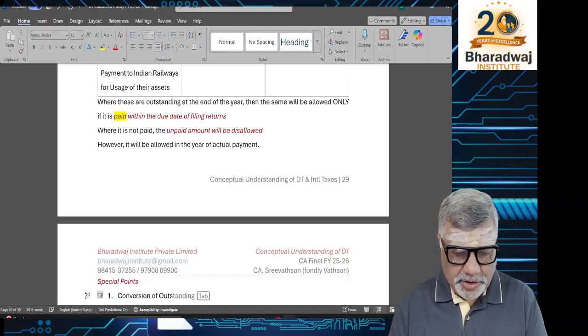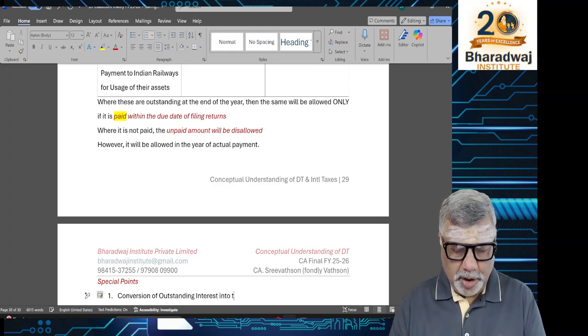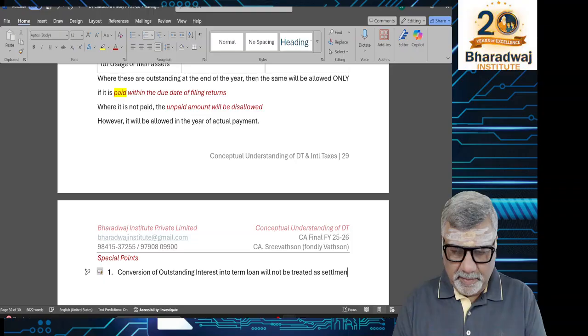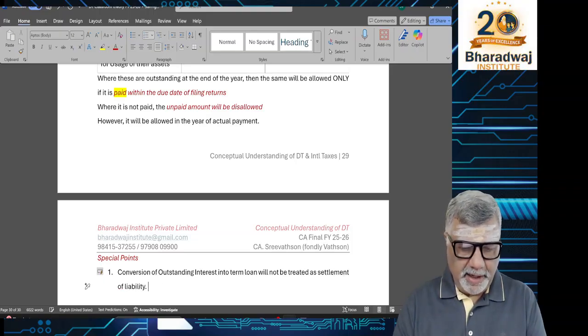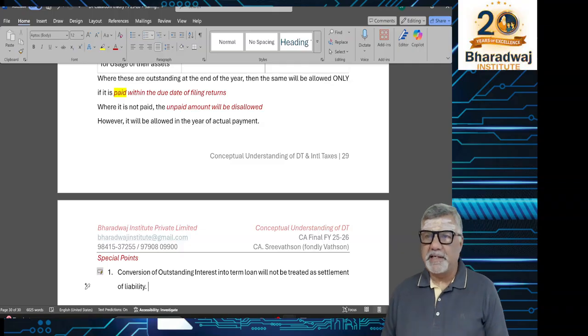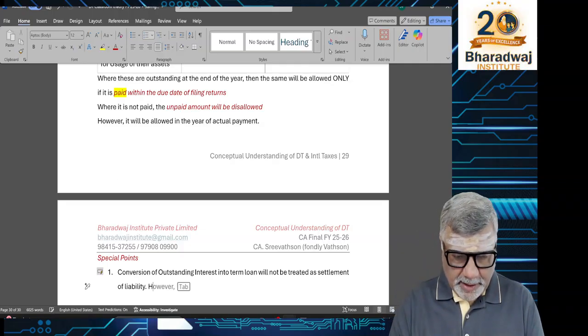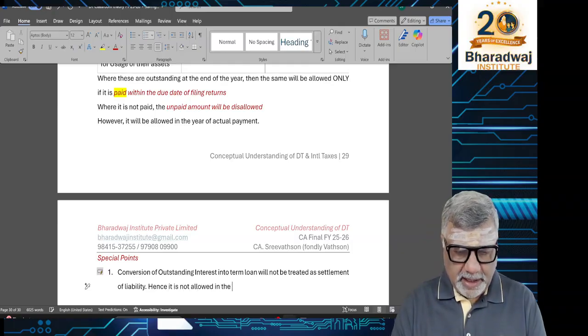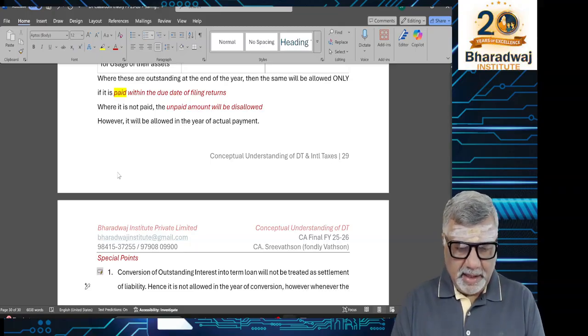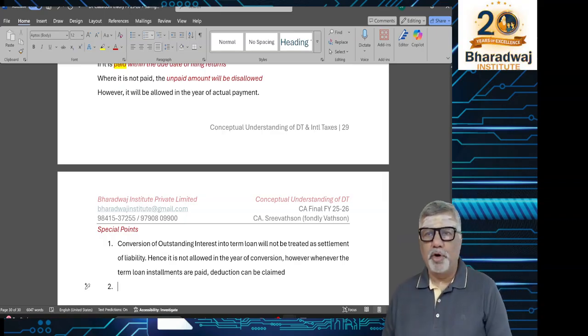Conversion of outstanding interest into term loan will not be treated as settlement of liability. Hence, it is not allowed in the year of conversion. However, whenever the term loan installments are paid, deduction can be claimed.